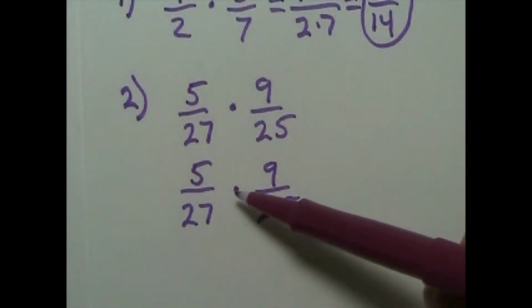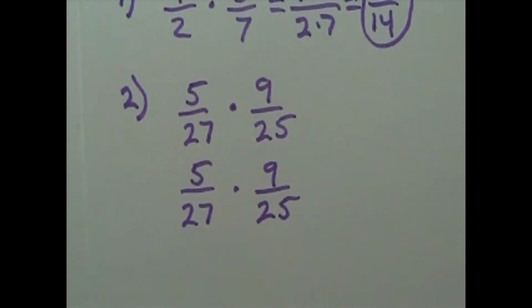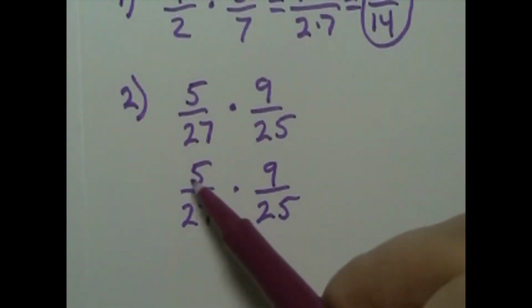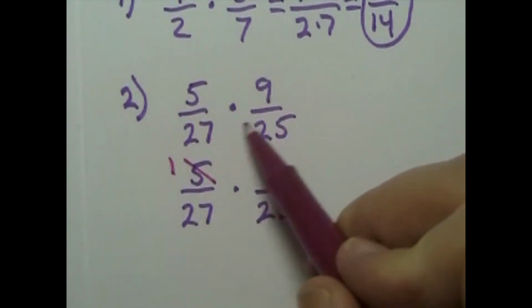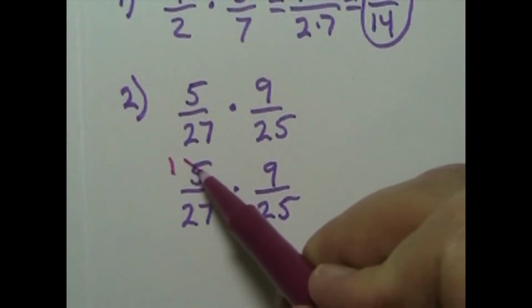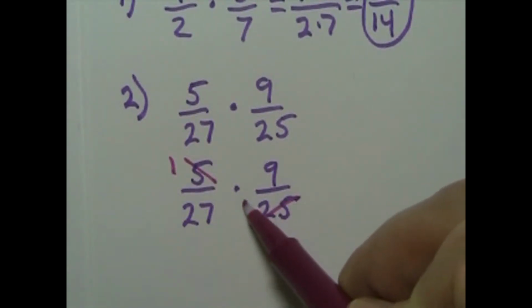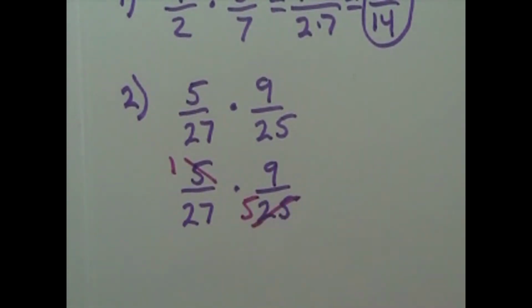So 5 over 27 times 9 over 25. So first I'd like to see what I can reduce. Let's see, I know 5 goes into 25. See, that's my original problem. I'm going to leave that alone. 5 goes into 25 5 times. So now this is a 5.